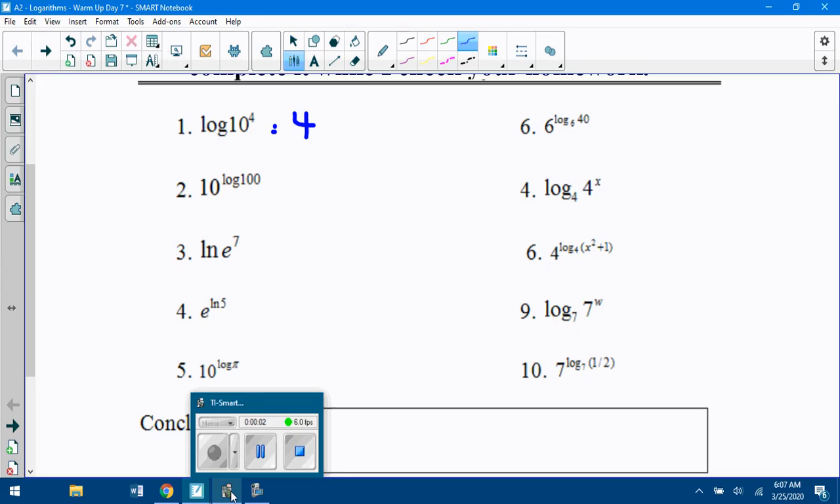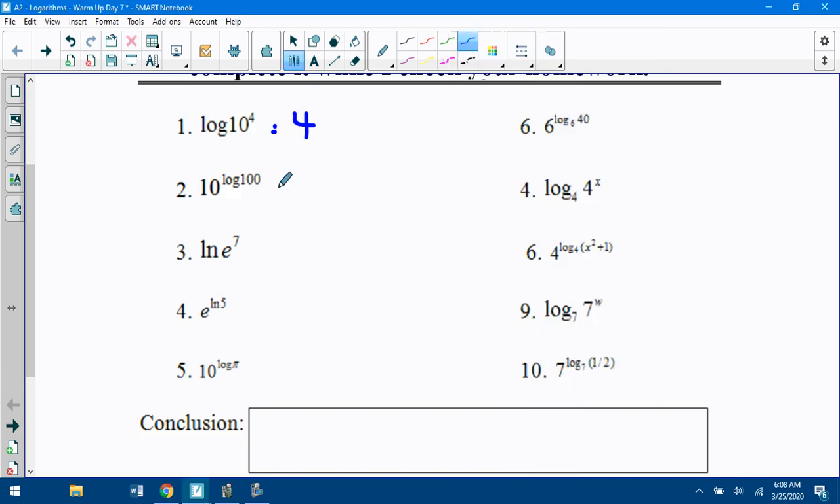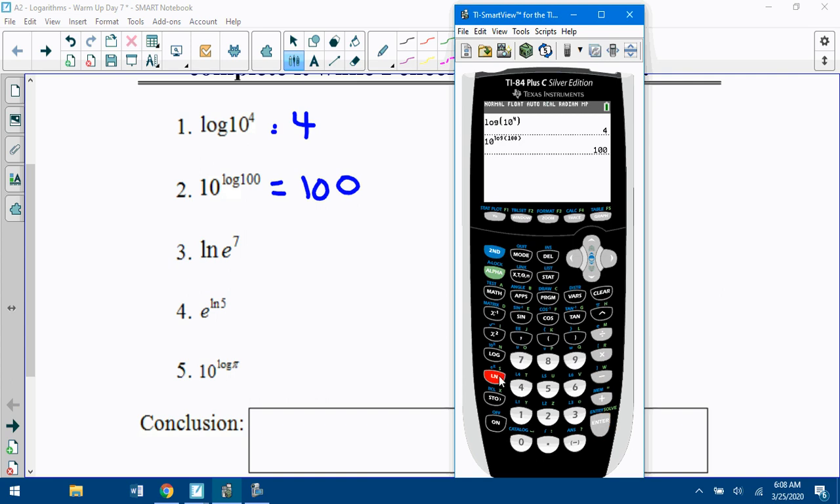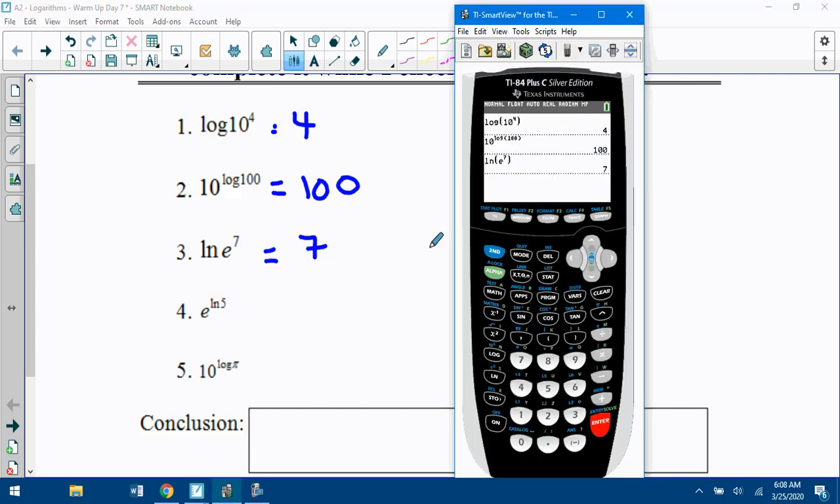Okay, if you are watching this, hopefully you've had a chance to try this on your own. Let's go through it. Going down the column here, if I do 10 raised to the log 100, what did you get? 100. And if you did ln of e to the 7th, what did you get? 7. e to the ln of 5? 5.